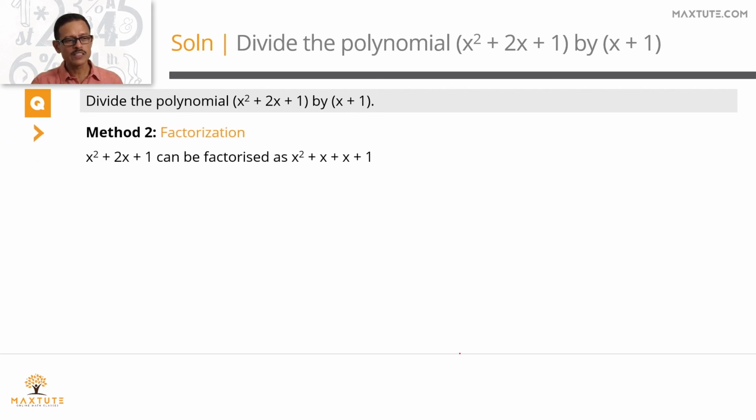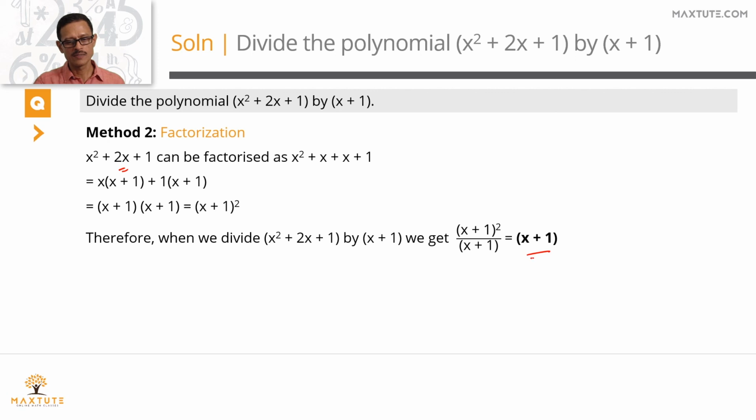Factorization method, we're going to split the middle term. Middle term splits as x plus x. 2x becomes x plus x. So it will factorize as x times x plus 1 plus 1 times x plus 1, or x plus 1 the whole square. x plus 1 the whole square divided by x plus 1 is going to give us an answer which is x plus 1.